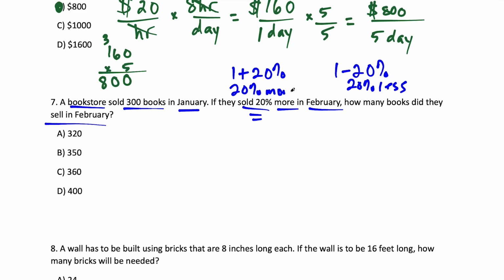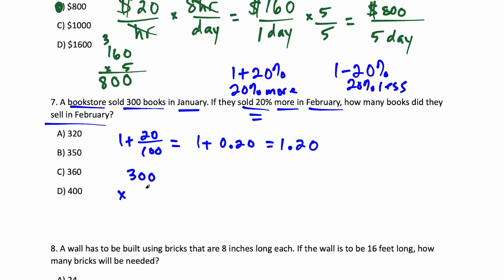So now I'm just going to simplify this. 1 plus 20% is 1 plus 20 over 100, and this works out to 1 plus 0.20 if I turn 20 over 100 into a decimal. And then 1 plus 0.20 gives us 1.20. And this is what I'm going to multiply 300 by. So I'm going to do 300 times 1.2. I don't have to write that extra 0 at the end. That's just a placeholder, so I could just write 1.2 like this.